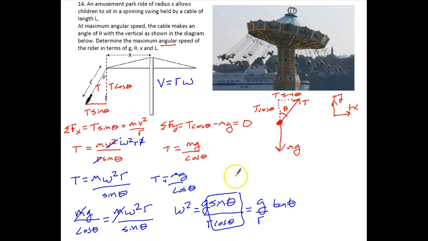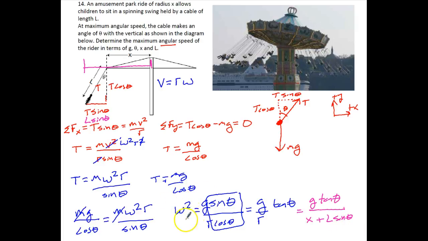But we need to figure out what r is because we don't have an r here. If you think about it, r would be the distance from here all the way over to the middle of the pole. So we already have x. We need to figure out what this side is. Well, we know that we have L here, so this side of the triangle is going to be L times the sine of the angle. So r changes. This is going to be equal to g times the tangent of the angle over x plus L sine of the angle.